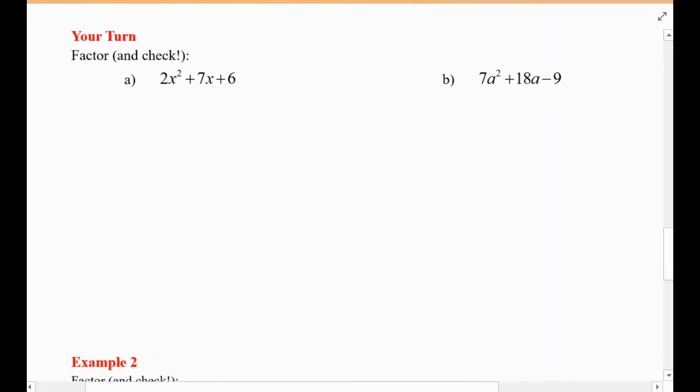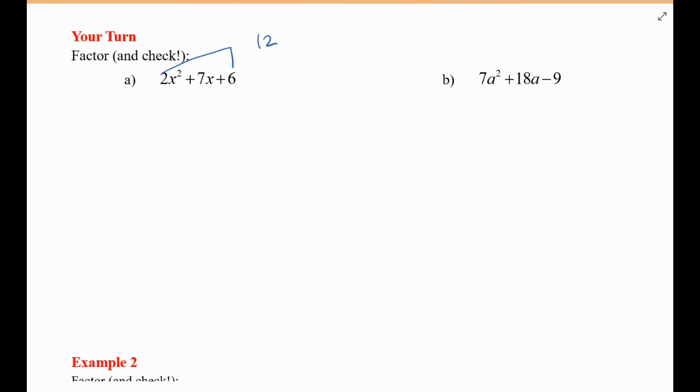Okay. So again, I want you to pause the video and try those questions. Okay, let's go over it together. I'm going to use the decomposition method for this one and the crisscross method for this one. So, decomposition method. You're going to find two numbers that add to 7 and multiply to 12.